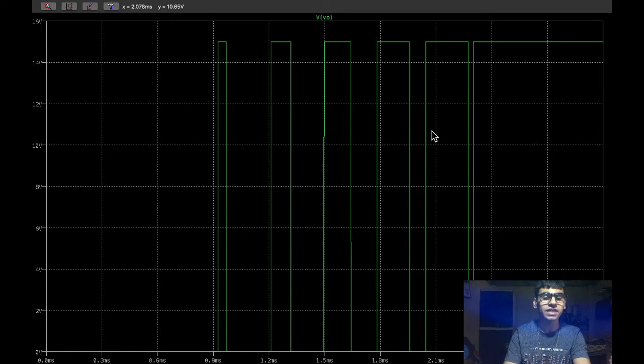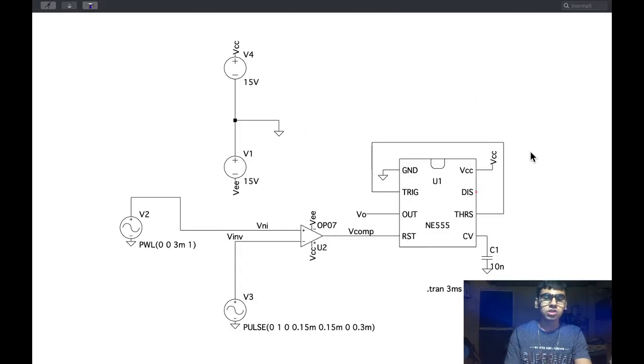So let's see the circuit which generates this PWM signal. This is the circuit right here, where on the VO pin, or the output pin, we get the PWM output. Here it uses an NE555 timer and a comparator which is connected to the reset pin. This concept is basically known as a sinusoidal PWM. This we can understand by checking the output of the comparator itself.